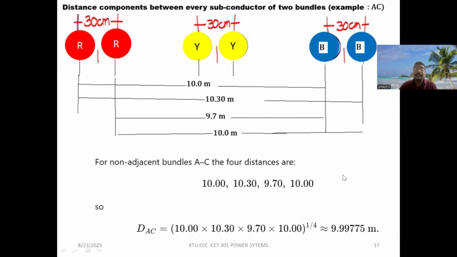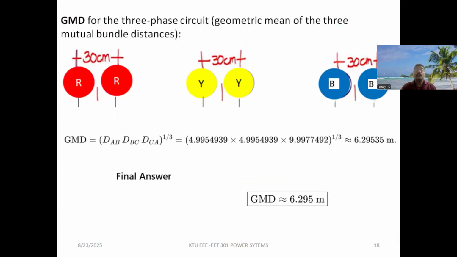If you do the similar calculation, there will be 4 distances, so you go for the fourth root. If I'm calculating using a calculator, I'm getting 9.999. So we got all the mutual distances between bundled conductors. We already calculated between R and Y and Y and B. In this slide, we have calculated between R and B. So we have 3 distances now.